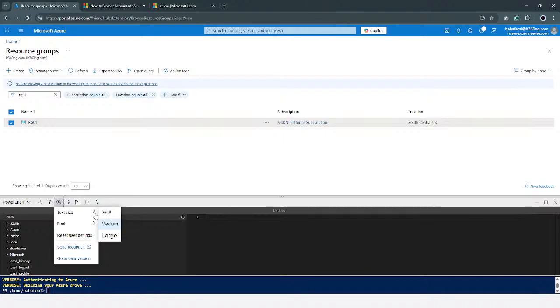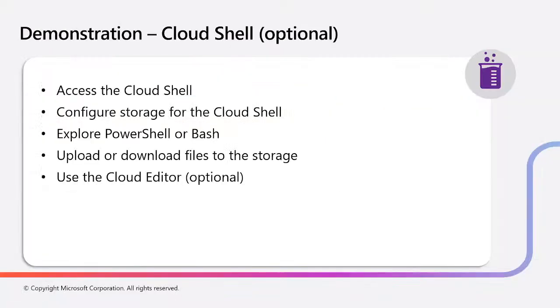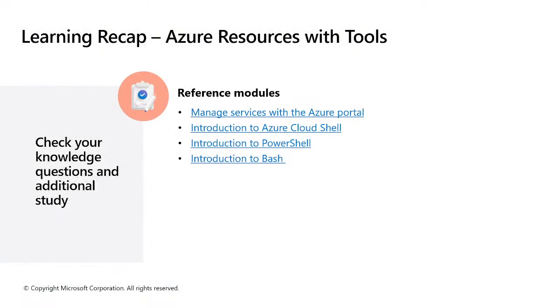You can also have this configured. A lot of things that you can actually do by leveraging on the Cloud Shell. And that's it. Use the cloud editor, which is optional. I just switch back. Like I showed you, you can upload and download files. You can actually explore by switching from PowerShell to Bash and the likes.